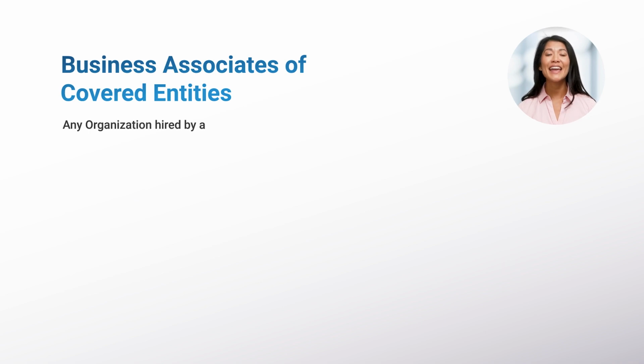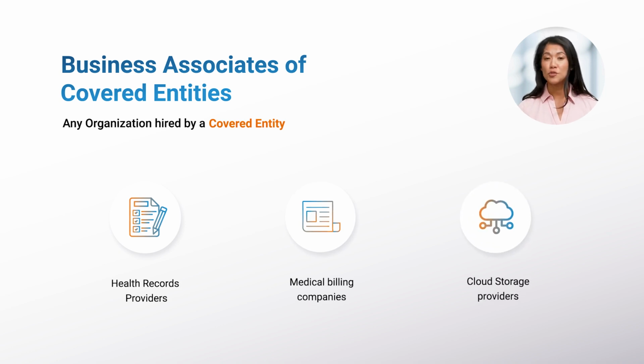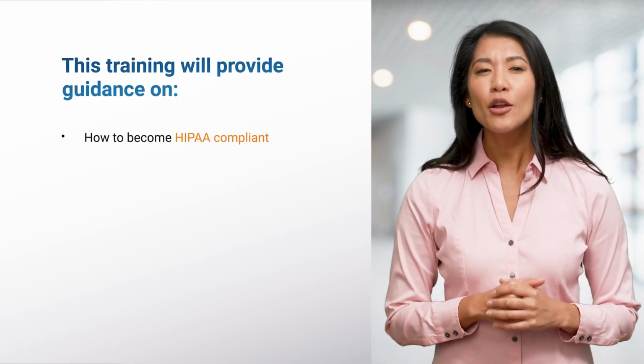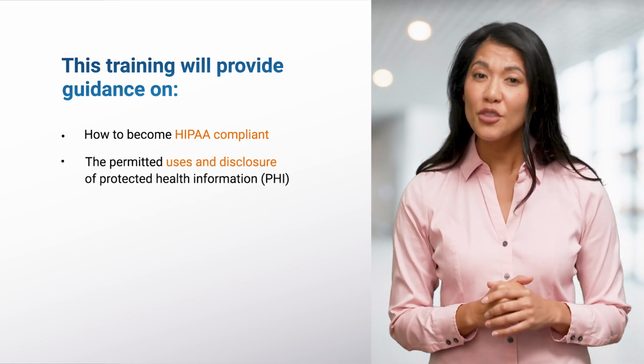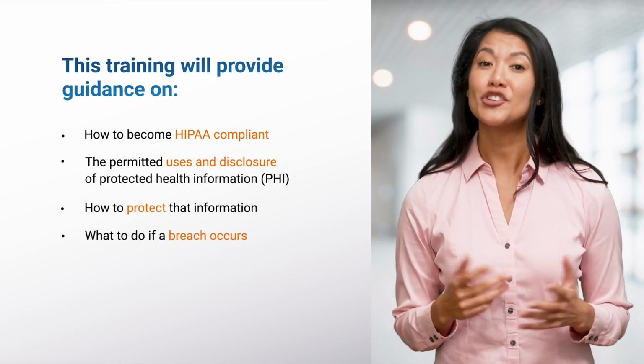A business associate is any organization hired by a covered entity or another business associate who may encounter PHI over the course of the work they have been contracted to perform. Examples of business associates include electronic health record providers, medical billing companies, cloud storage providers, medical waste management services, and shredding services. This training will provide guidance on how to become HIPAA compliant, the permitted uses and disclosure of protected health information, how to protect that information, and what to do if a breach occurs.